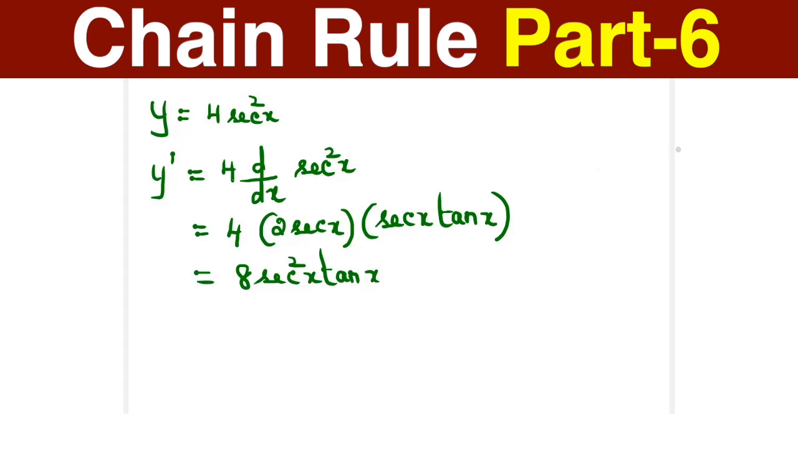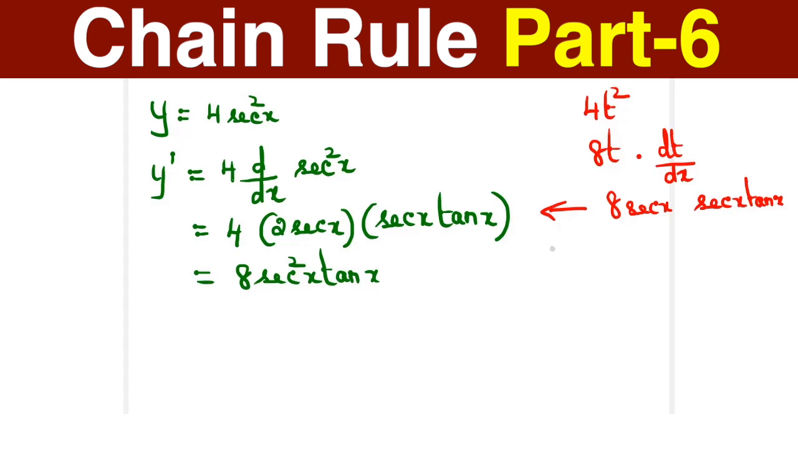So you see how the mental calculation was done. So I'm treating this as 4t square. So t square's differentiation is 2t. So this became 8t. Then I had to do a dt by dx, which in this case was a differentiation of secant x. So it became 8 secant x. D by dx of secant x is secant x tan x. So that is what I have shown here as a calculation. However, I did not bring in the variable explicitly to show you.